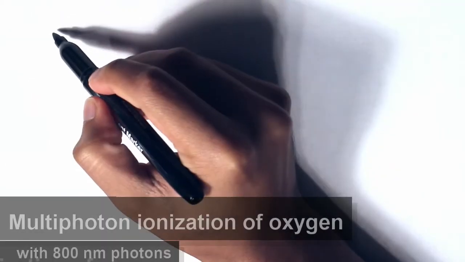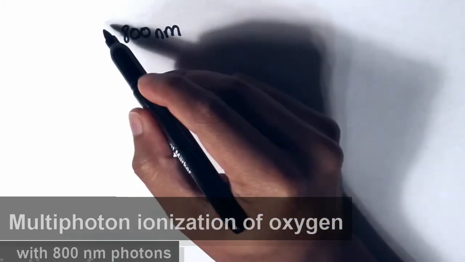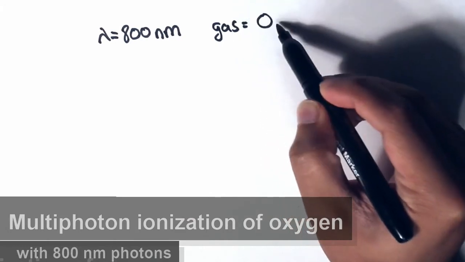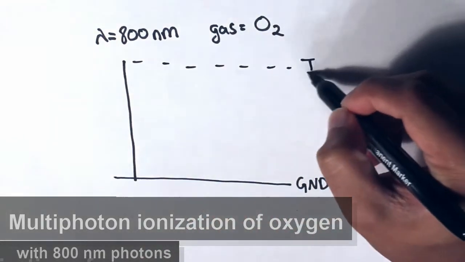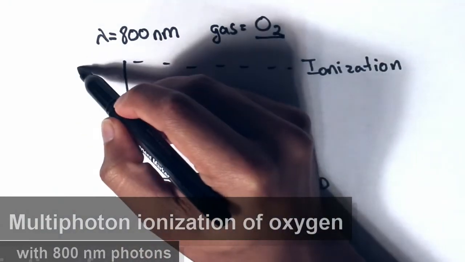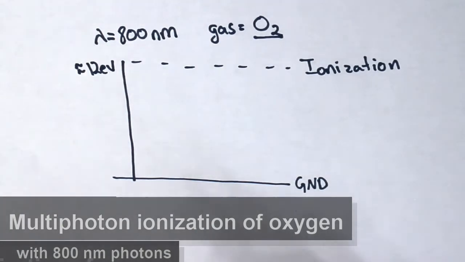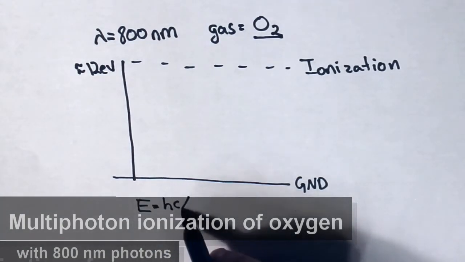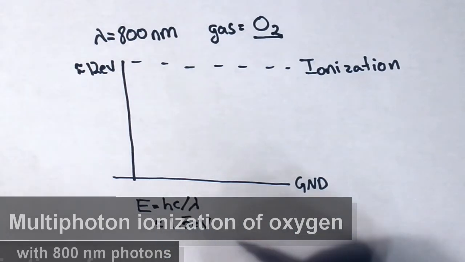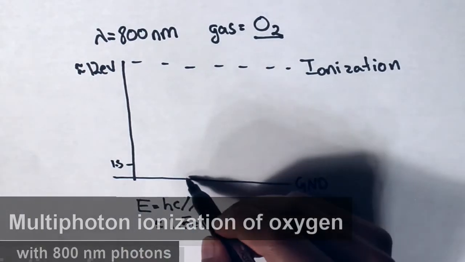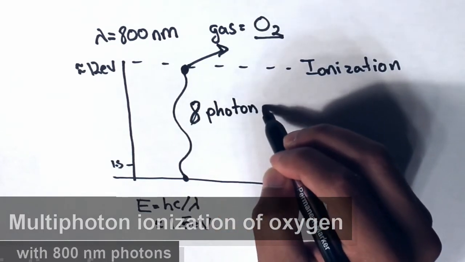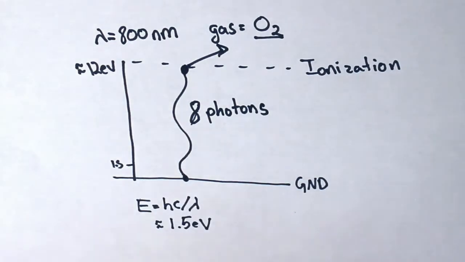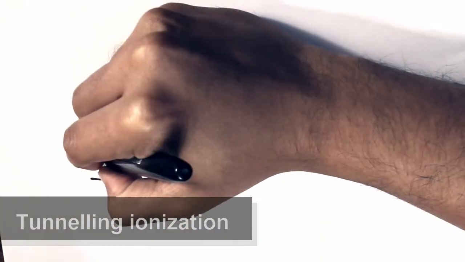For example, let us assume that the wavelength is set to 800 nanometers and we are trying to ionize oxygen. For oxygen gas, the ionization energy is approximately 12 electron volts, and the photon energy corresponding to 800 nanometers is hc over lambda, where h is Planck's constant, and this is approximately 1.5 electron volts. According to this calculation, we need approximately 8 photons to be absorbed to ionize the O2 gas.